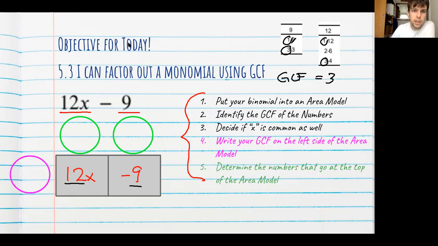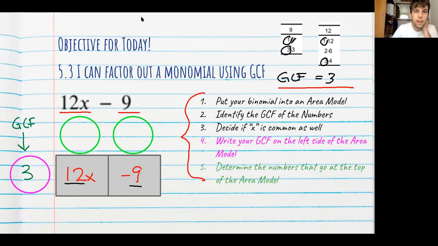The next part here is the variables. When you're looking at the binomial you're trying to factor, you want to see if they both have x's or not. In this case, they do not. Only one of our terms has an x in it, so they do not have that in common. So we will not have an x as part of our GCF. It's just going to be 3. And that 3 is what goes on the outside. This is our GCF. It is the common factor between these two terms. Again, there's no x with this because only one of the terms has an x.